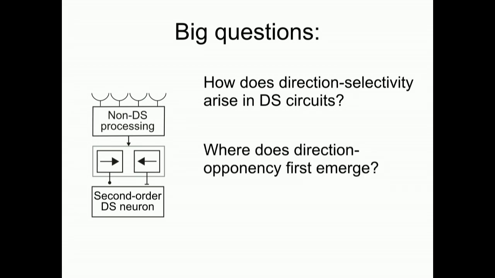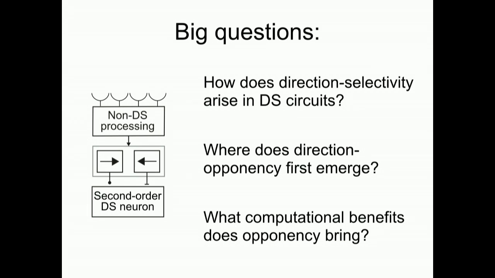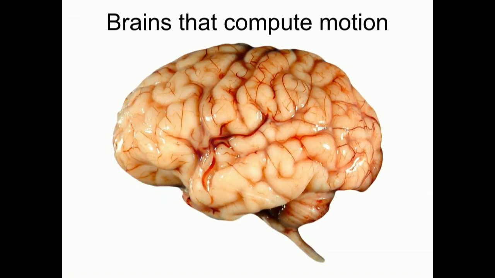And then we're going to ask where direction opponency first emerges. So what I told you about was that it looked like it showed up in these second order neurons, and we'll see whether that's really the case. And then last, we want to understand what computational benefits opponency might bring to circuitry and to coding of visual scenes. So we could study this in a lot of places, and the human brain is one, but we're going to do this in Drosophila, which is roughly to scale here.